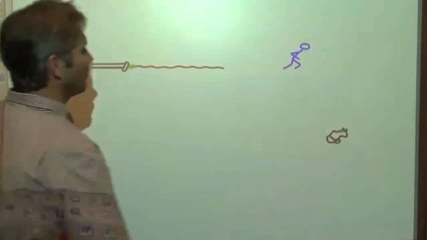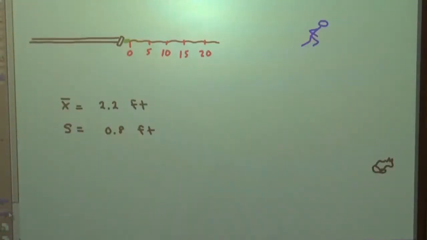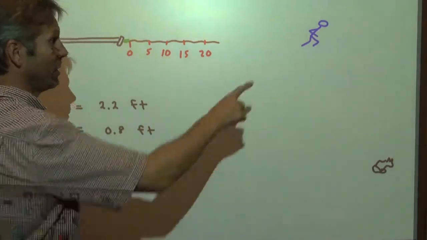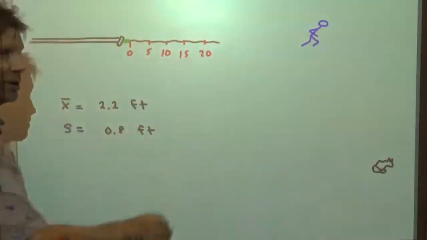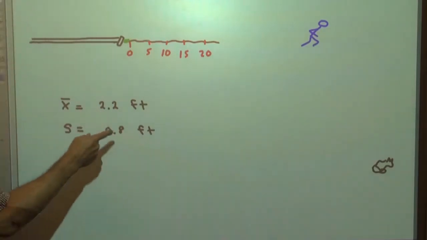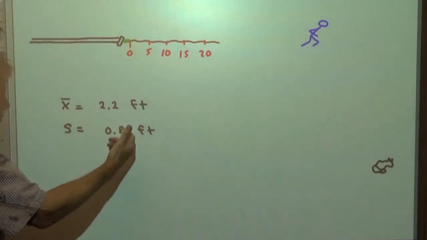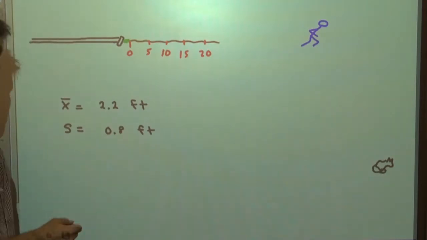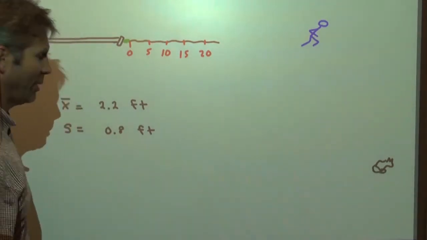But anyways, here's the problem. The poor jackrabbits, they're going to have their self-esteem hurt because the humans are jumping a long way, many, many feet, okay? But the jackrabbits, look at that, that's pathetic. Their mean average jump is only 2.2 feet with a standard deviation of 0.8 feet. We have to make them feel better about themselves.